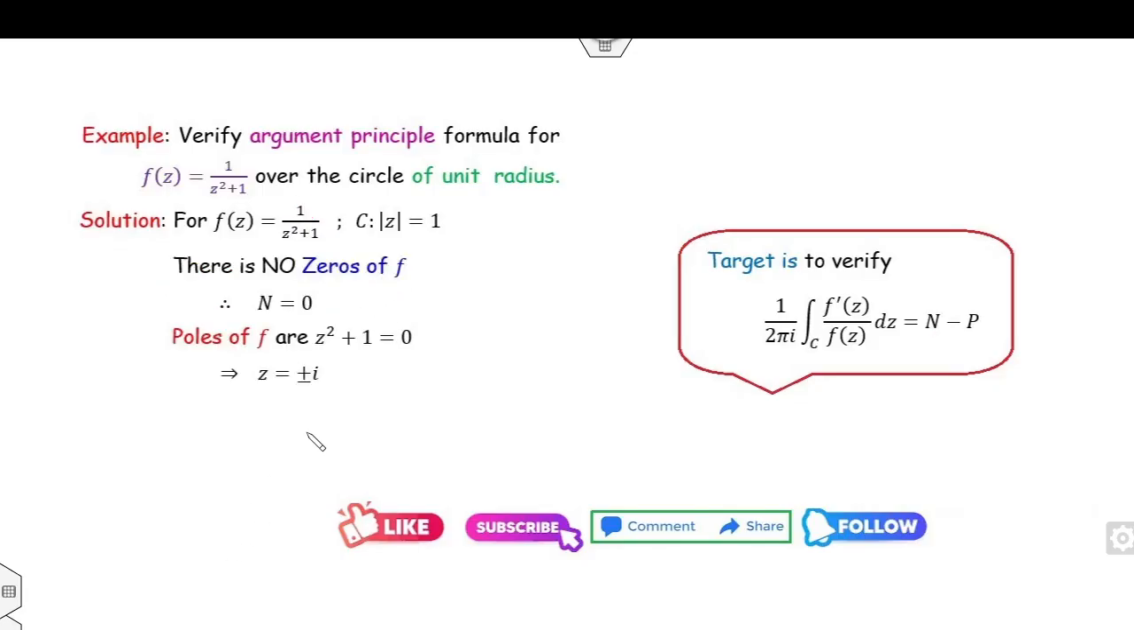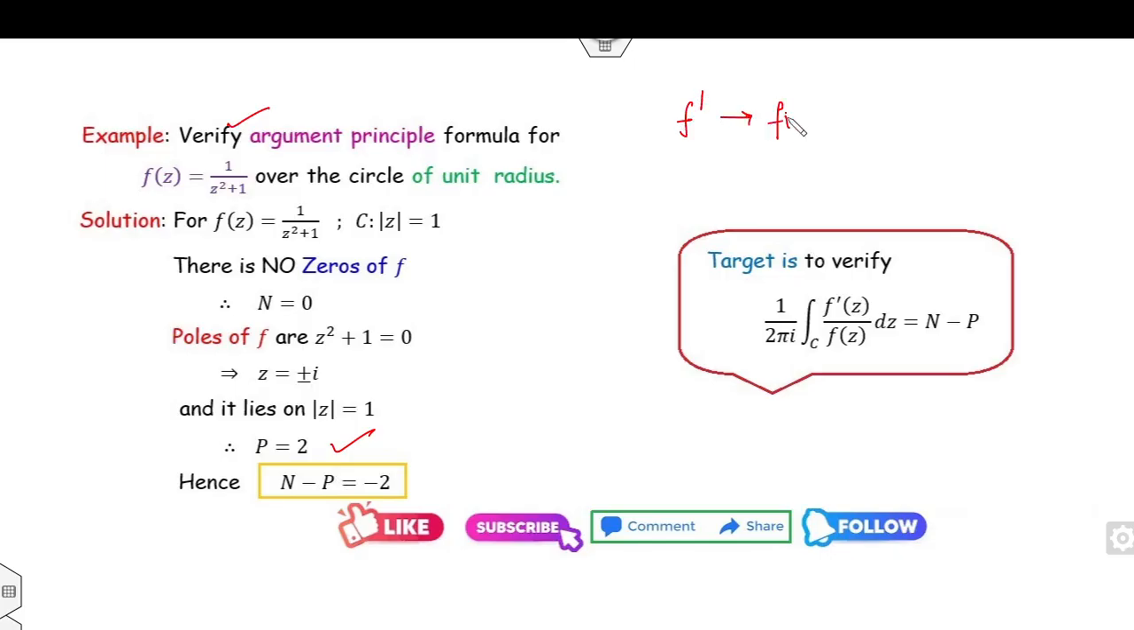Can you find the number of poles? Poles are where the denominator part is 0, and clearly both the values lie inside and on the circle. So the number of poles is iota and minus iota. The number of poles is 2. Now your target is to verify that. That means your target is to find the value of f dash. Can you find the value of f dash?